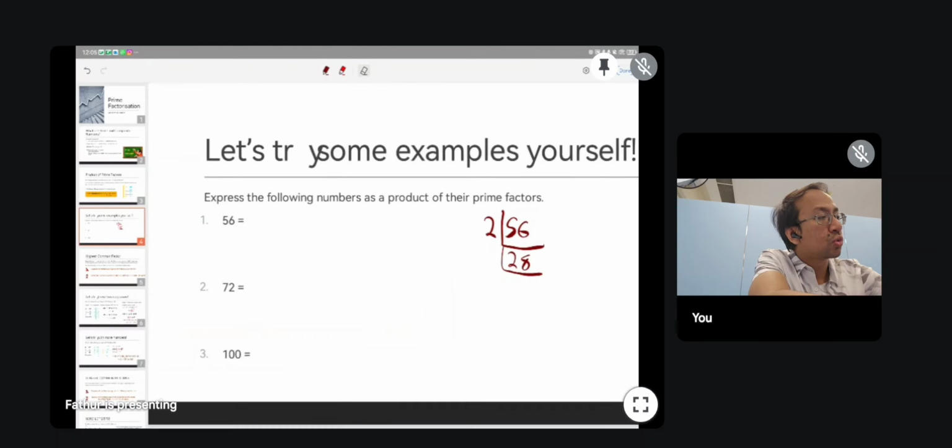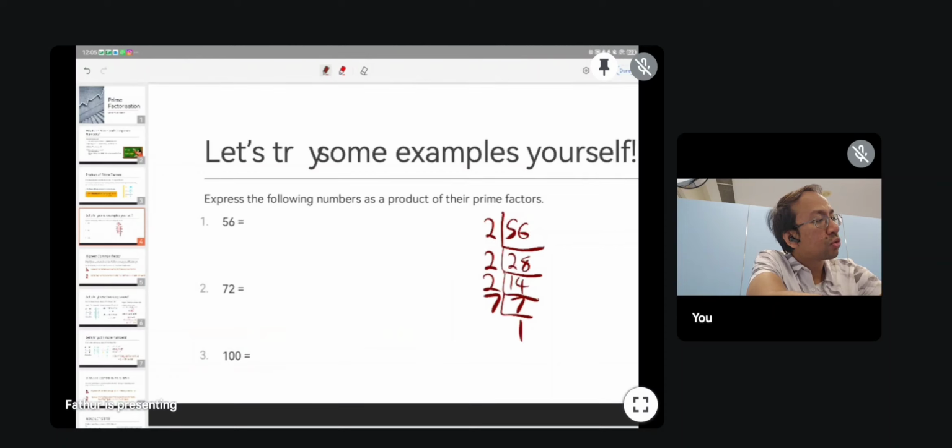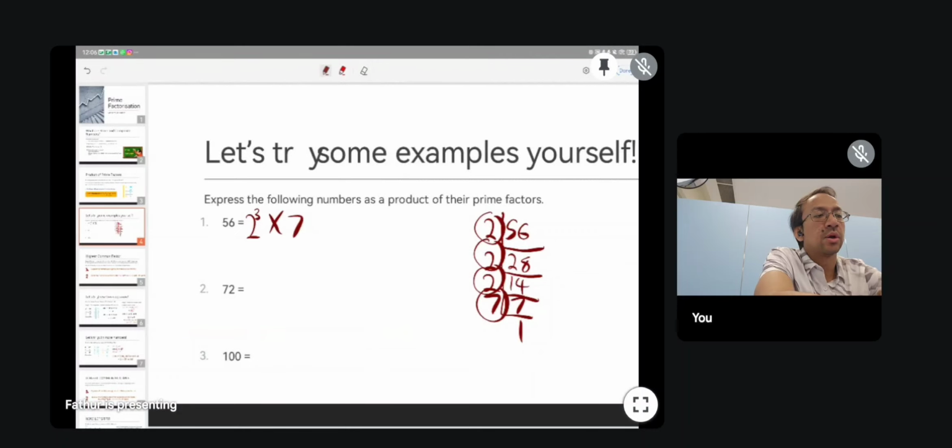You can still divide by 2. So I divide by 2 again, I get 14. Divide by 2 again, I get 7. Now 7 cannot divide by 2. So what's the next prime number that can divide 7? Which is 7. Then I get the answer as 1, right? So now I have 2 times 2 times 2 times 7. So how many 2's are there? 3. So I get 2 to the power of 3 times 7. That's how I do it.